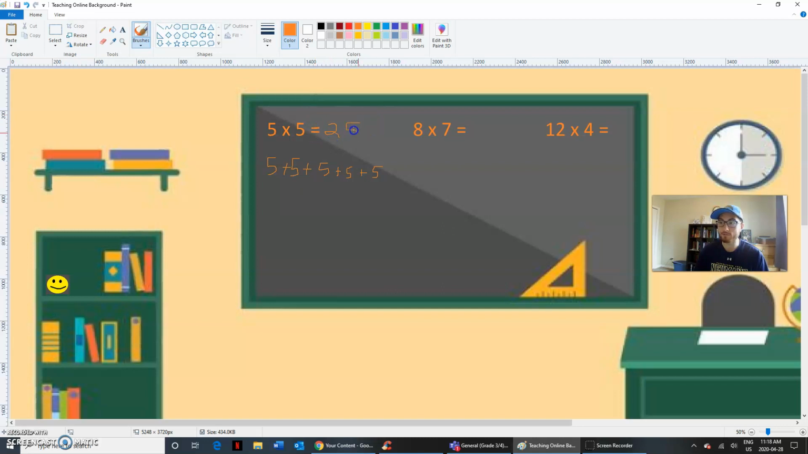You could do it that way. You could do skip counting: 5, 10, 15, 20, 25. A different strategy, which we'll do here, 8 times 7.